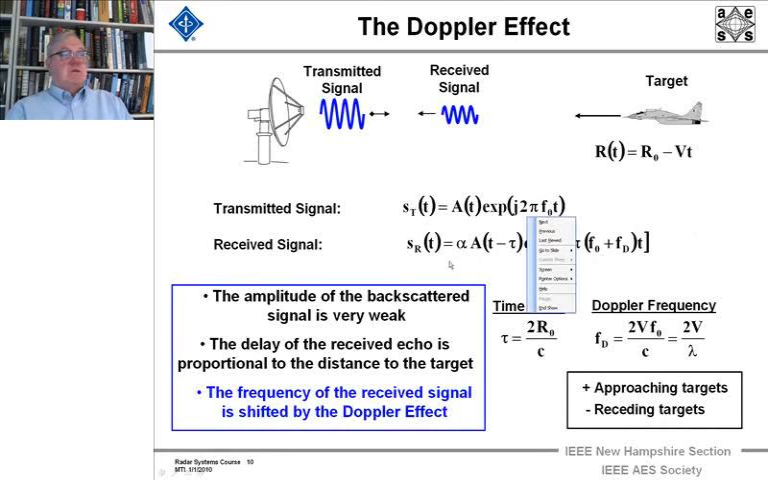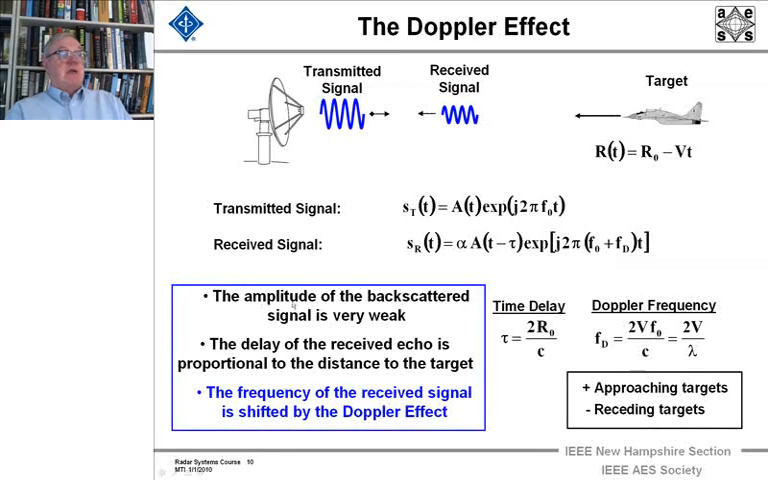And here's the received signal. Notice it's attenuated by the fact that it goes out and comes back, and there's a time tau, a time delay between the transmitted and received signal, and that time delay is just twice the range to the target divided by the speed of light. And then there's the wave coming back, and you've got an added frequency in the frequency of the wave, the Doppler frequency.